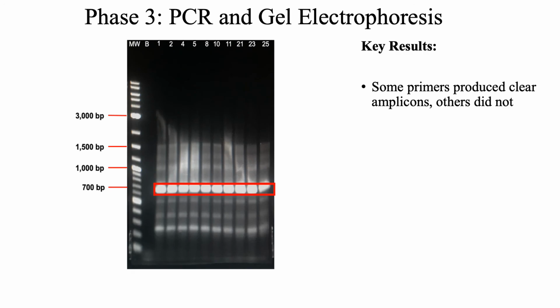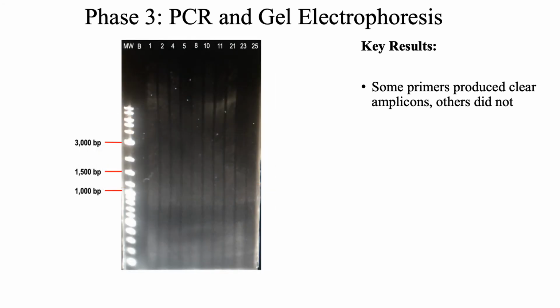Some of the key results of the PCR and gel electrophoresis procedures can be seen here. As you can see, some primers produced clear amplicons for the target gene, as seen by the SIO-E gel right here, where amplicons are seen pretty consistently across all mutants. However, others did not produce clear results or any amplicons at all, as seen by the gel here. This was a very tedious and repetitive process and involved lots of modifications to the procedures.